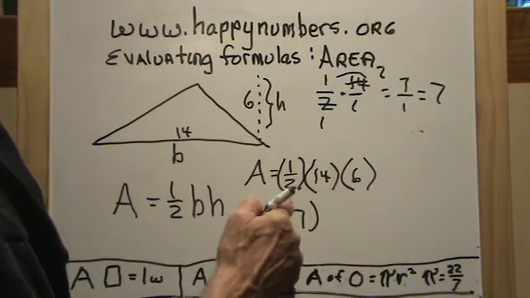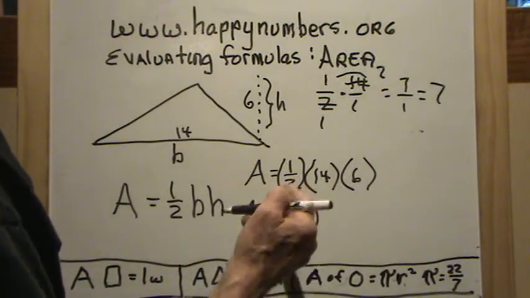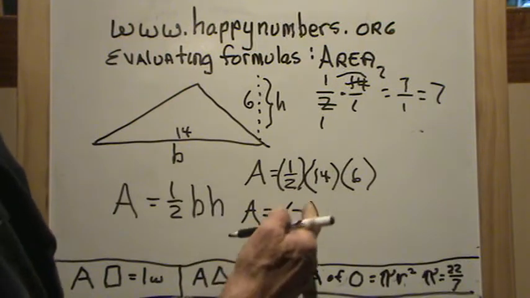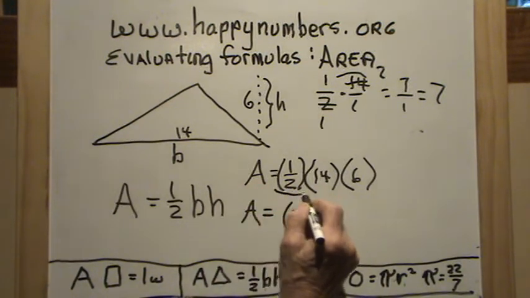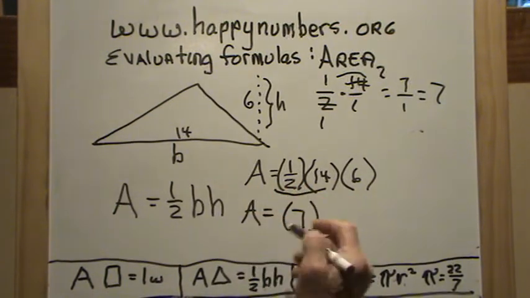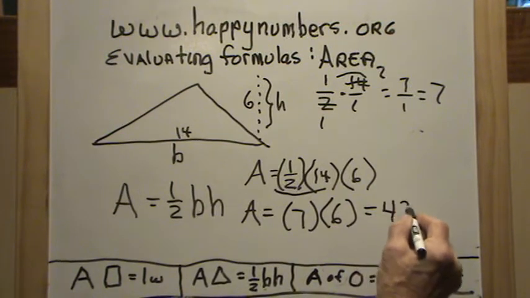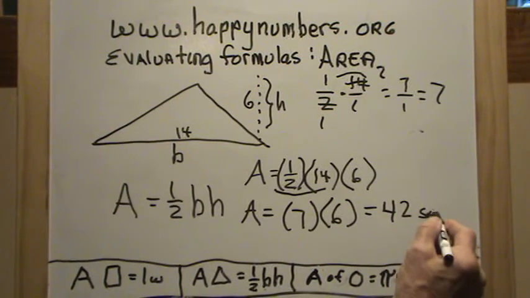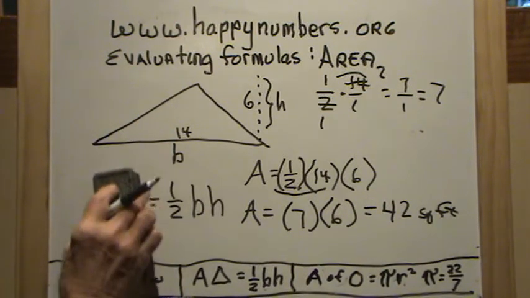And if you remember, anytime you take half of a number, you're multiplying a number by 1/2, you just cut the number in half, so half of 14 is 7. Okay, so this part now is 7. And now the area is 1/2, which is 7, times 6, and the area is 42 square feet.